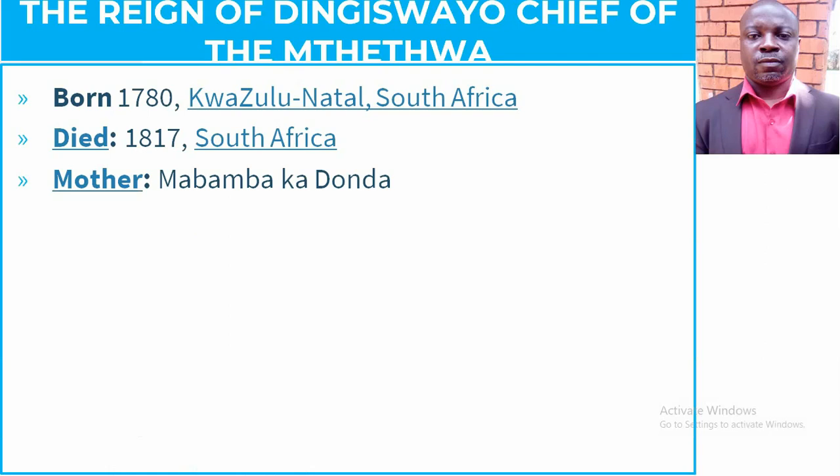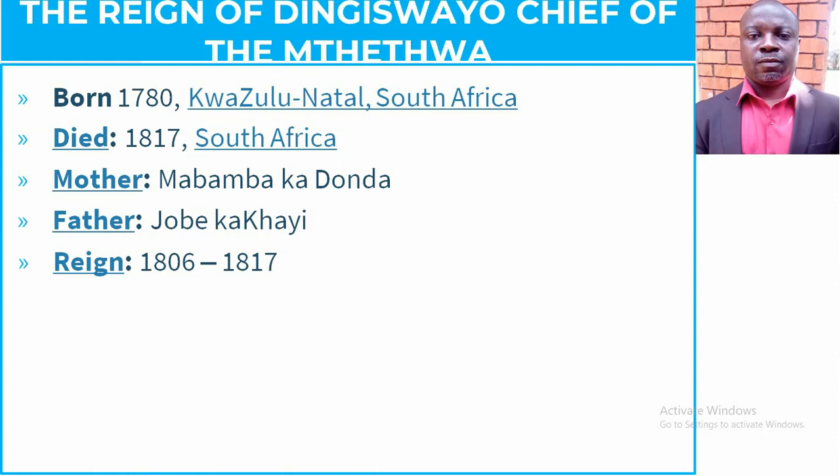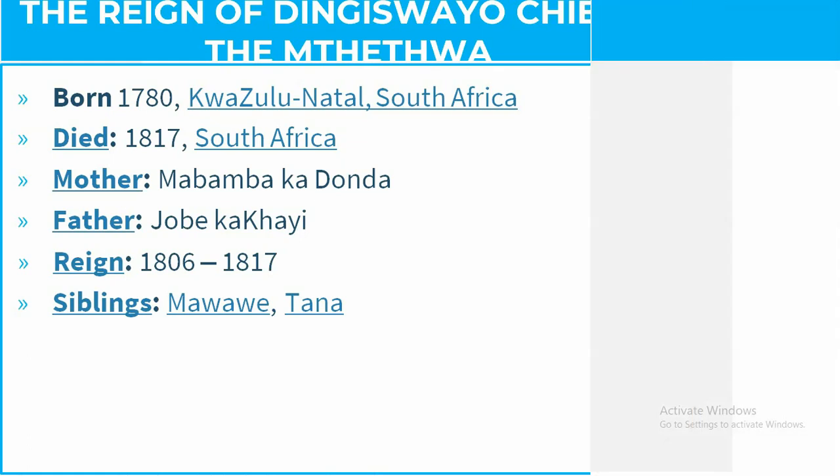His mother was known as Mabamba Kadonda. Then the father was known as Jobe Kakai, who ruled, and Dingiswayo ruled from 1806 to 1817. Then the siblings, we had Mawawe, there was Tana, and so many others.